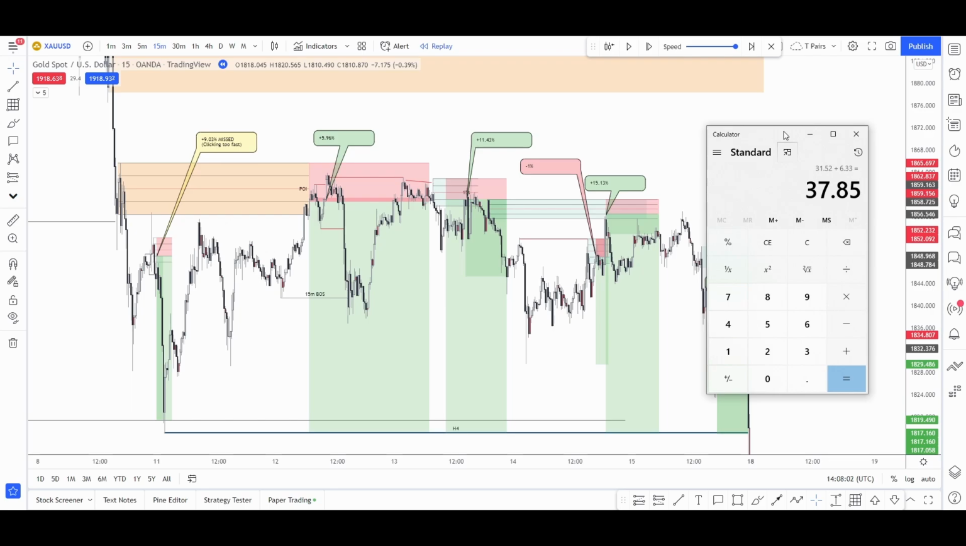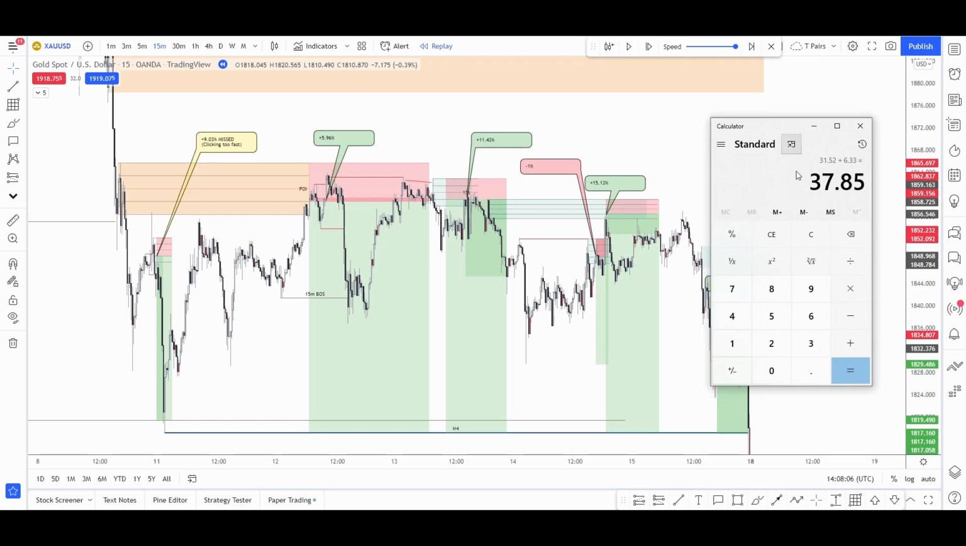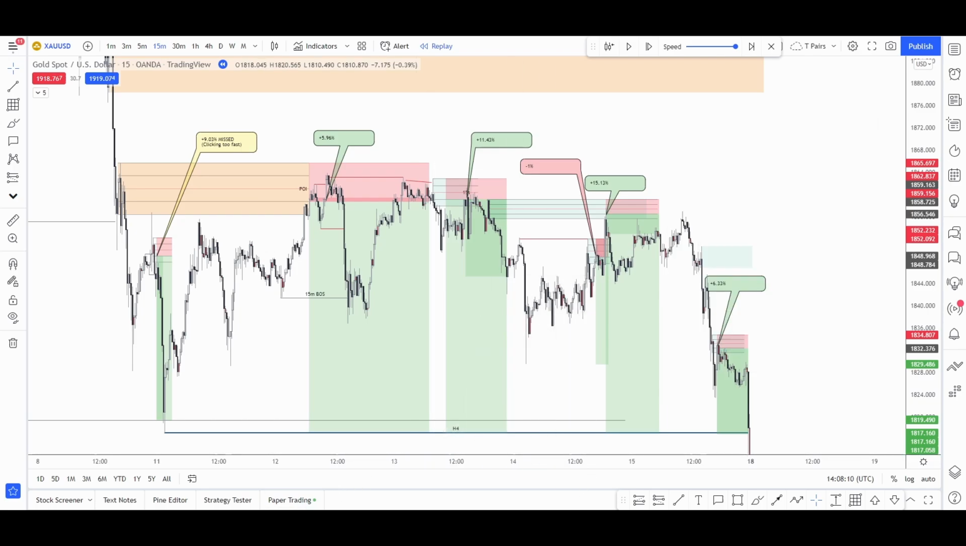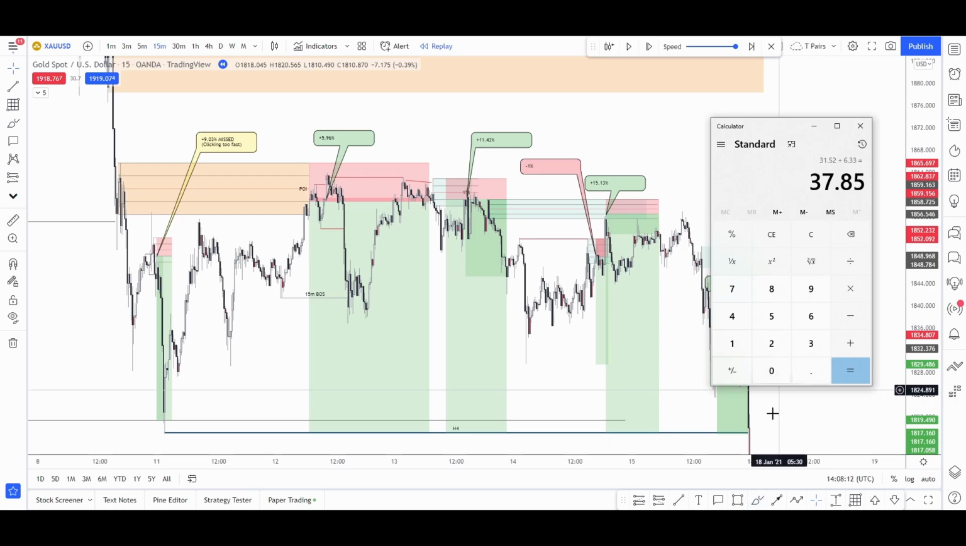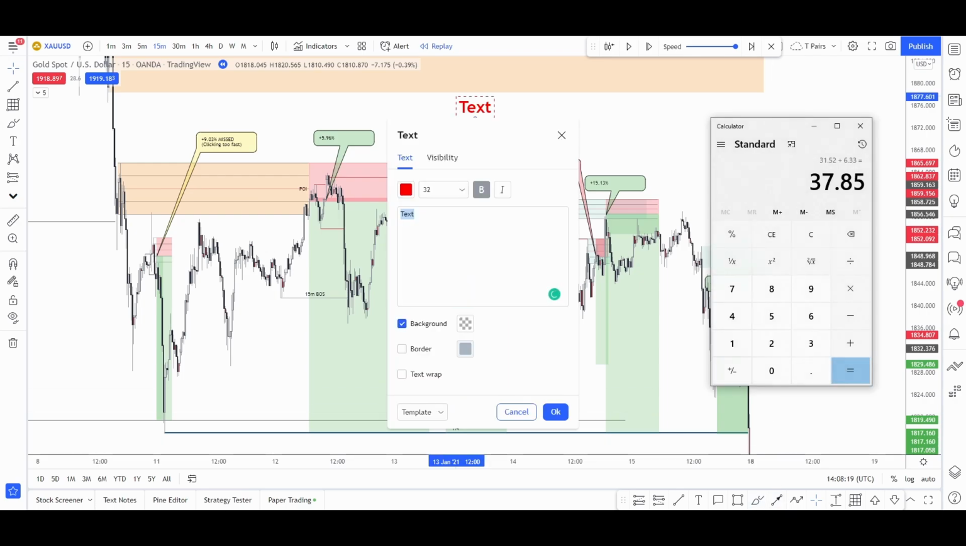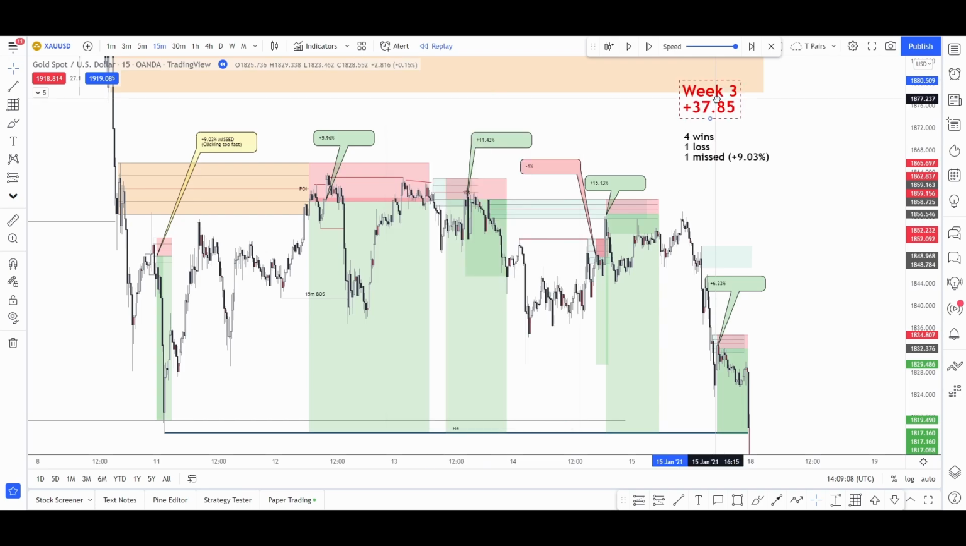If you did that over the period of a month, it's like another 140%, something like that. Obviously, you can only do what the market gives you, but I'm quite pleased with that. So let's draw that on the chart. What did it say? 37.85. Okay, that's good.